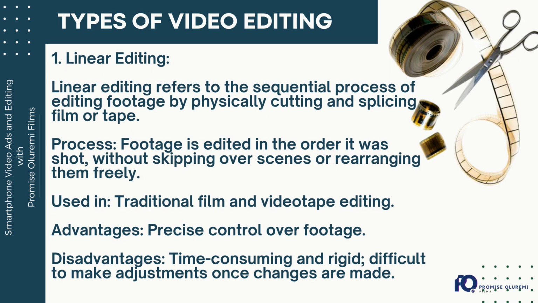Types of video editing. It's very important that we also check through these things. We have linear editing. Linear editing is simply the cutting and splicing of film tape. You understand that before we had the likes of memory cards, what we had was film, this kind of strip that is on your screen. That's what we had then.